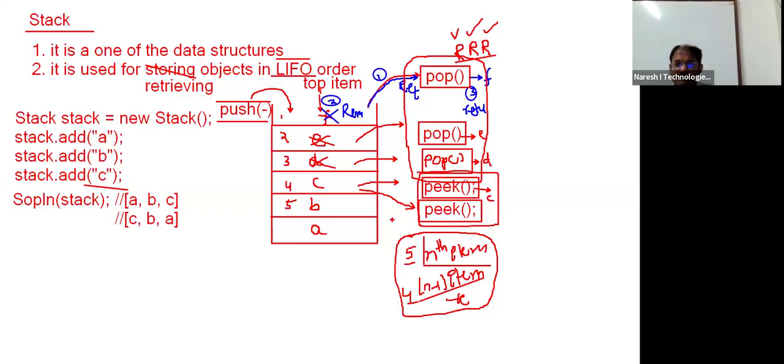What is the functionality of the peek method? Retrieve, return. Removing is not happening. That means who is the top item always? If I call the peek method 100 times, what is the output? C only. Don't disconnect from the previous point to answer the next point. Online students, understood? This is the stack data structure functionality.